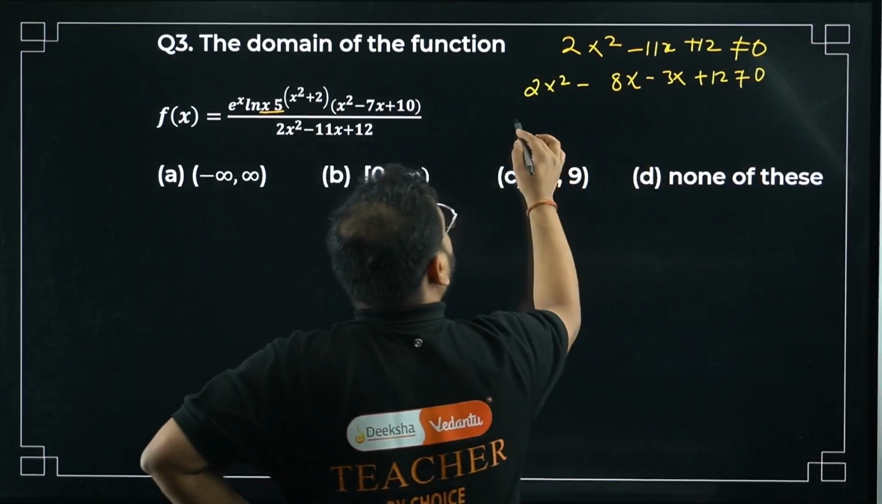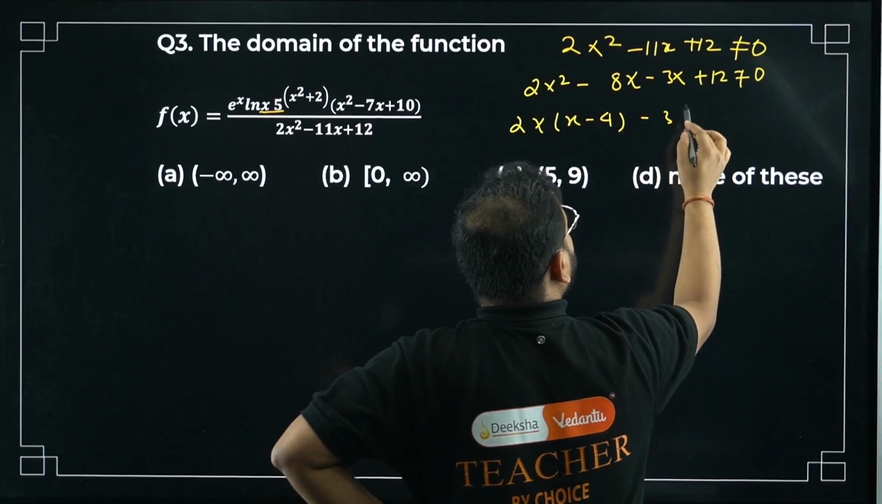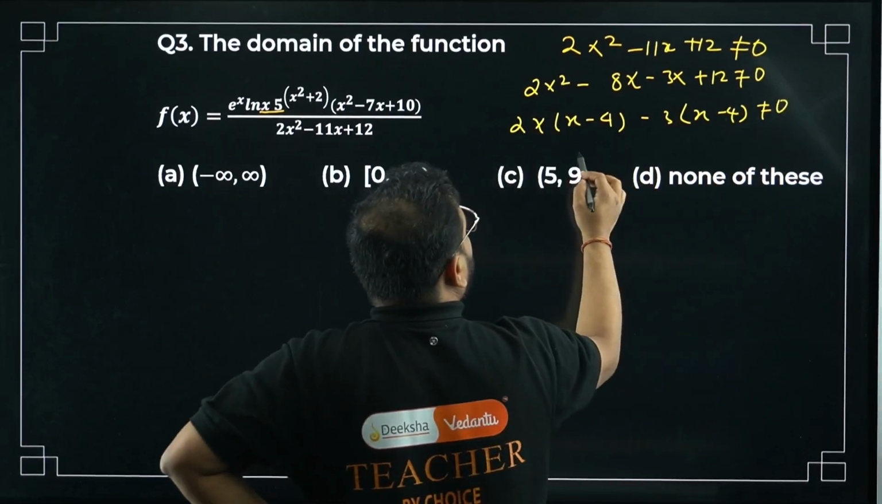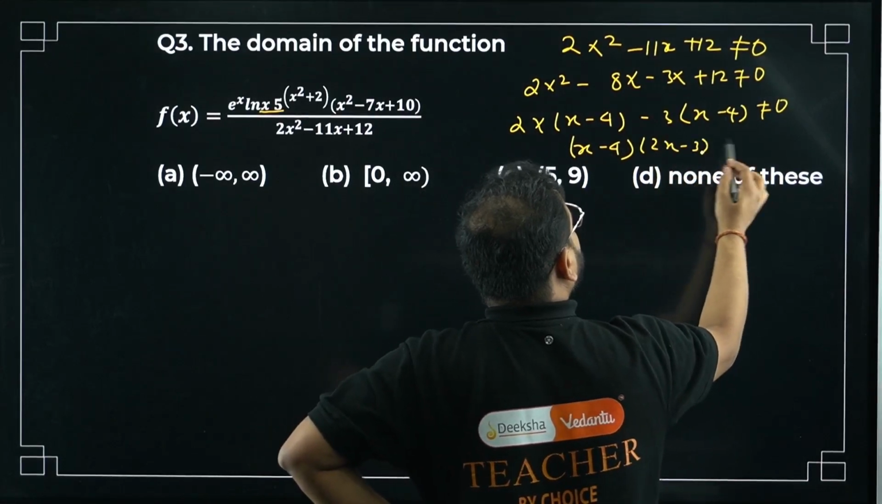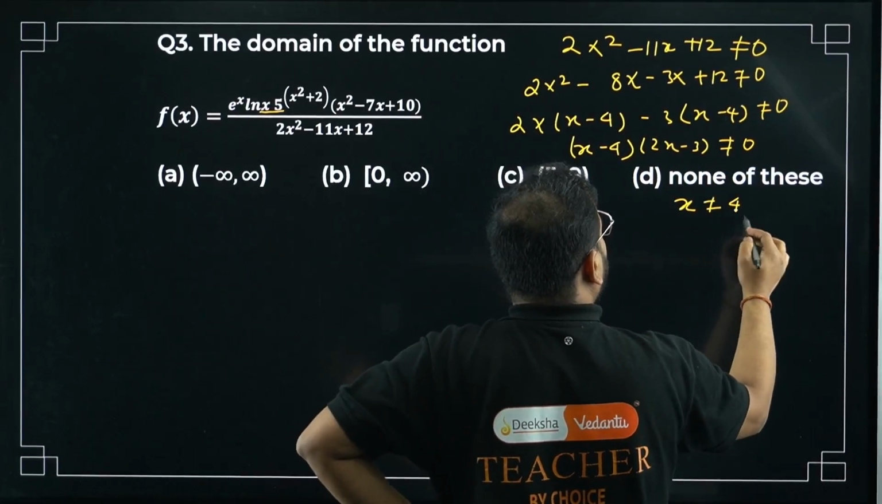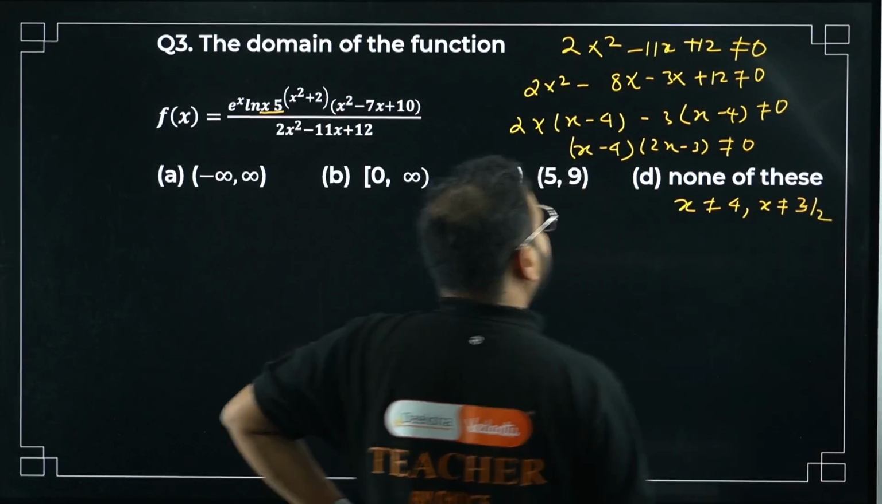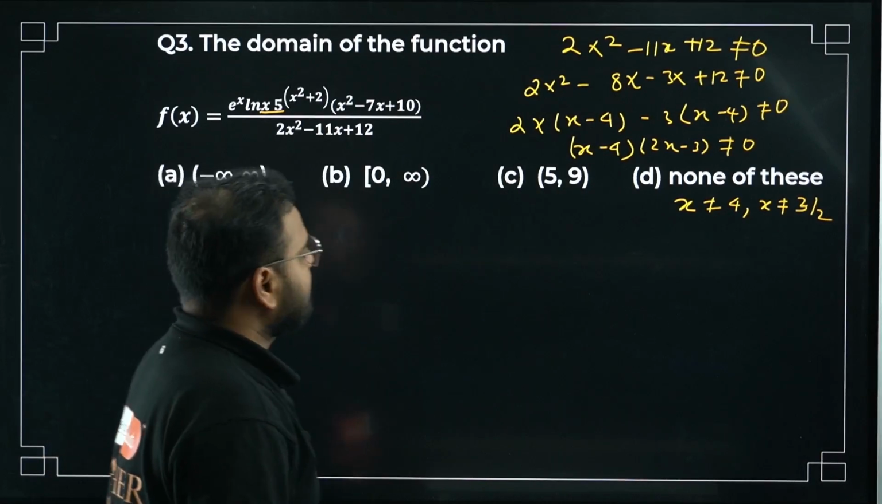From here, 2x is common, x minus 4 is common, and x minus 4 is not equal to 0. From here I'm getting (x minus 4) times (2x minus 3) is not equal to 0. Basically, x cannot be equal to 4 or x cannot be equal to 3 by 2. Either of the values cannot be there.